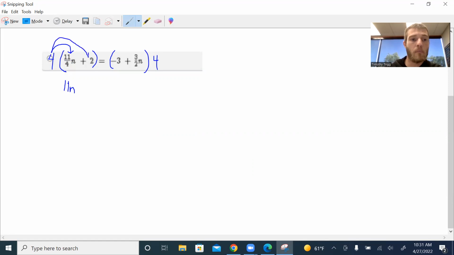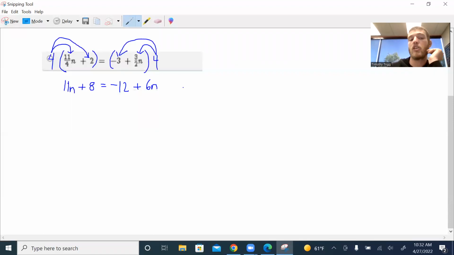Then the 4 needs to get multiplied by this 2 as well. So that's going to be plus 8. On the other side of the equation, this 4 gets distributed to both of these terms. 4 times negative 3 is negative 12. And then when we multiply this fraction times 4, it multiplies by the numerator and divides by the denominator. Now we had to pick the lowest common denominator so that it's divisible by all of the denominators. So 4 times 3 is 12. 12 divided by 2 is 6. So it's going to be plus 6n.